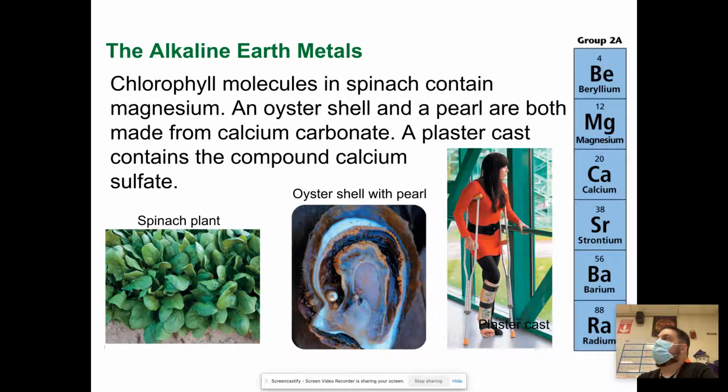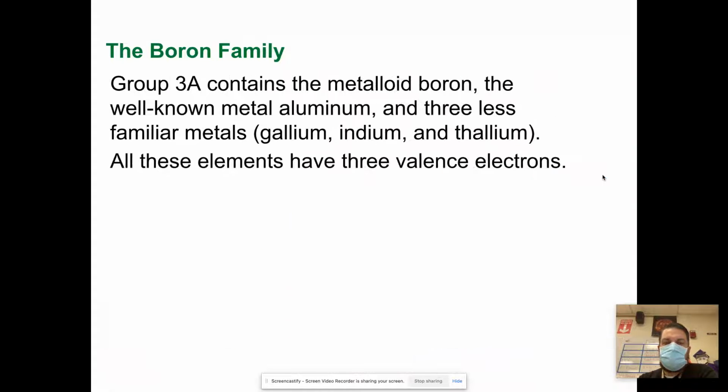Your body also naturally, there's some people that can have a magnesium deficiency and they take supplements for that. Anyways, chlorophyll molecules in spinach contain magnesium. The oyster shell and a pearl are both made from calcium carbonate. The plaster cast that you get on your leg or whatever, that's calcium sulfate. So here is all the group 2A elements, and they're saying, look, magnesium and calcium are used a lot for different things and found in nature.